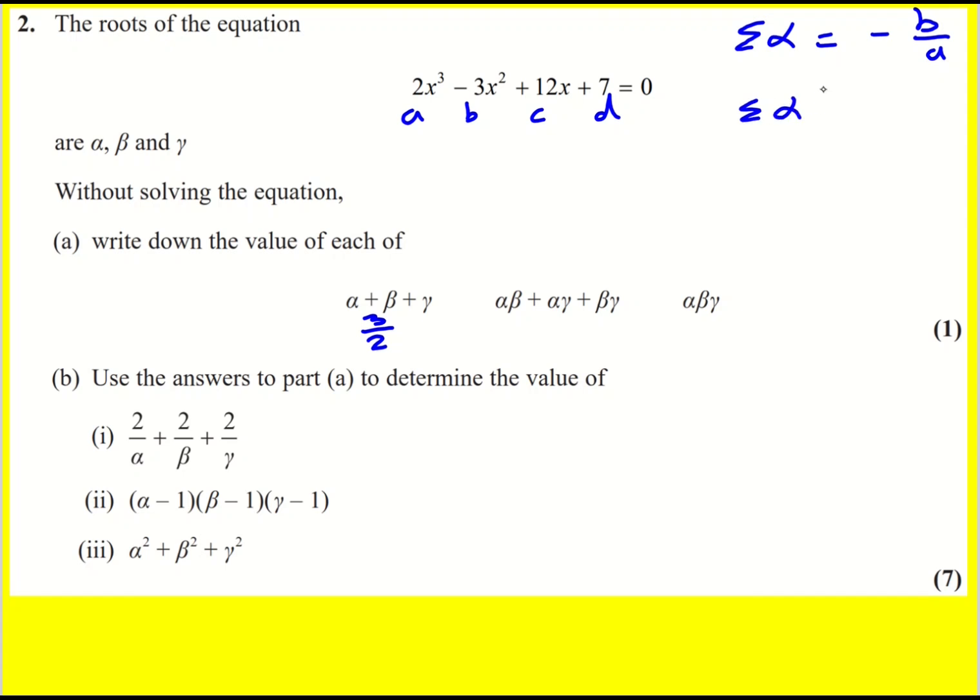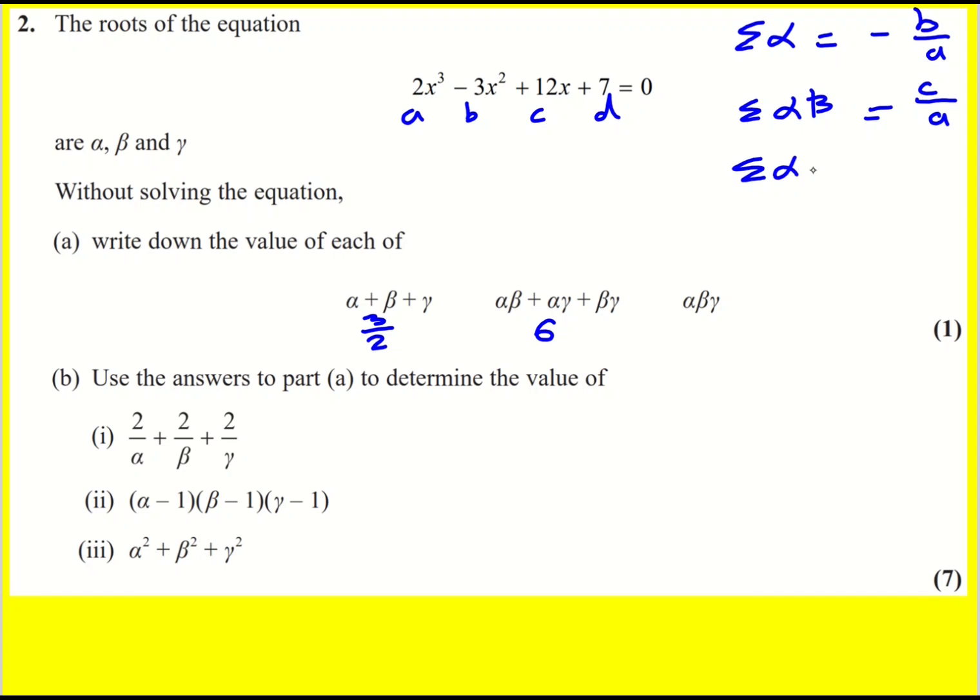Then the sum of the products of the pairs, alpha beta, but that means precisely this, is equal to c over a. Again, I'm not going to show you where these come from, but please do look into it and make sure you understand it. And that's going to be 12 over 2, so 6.